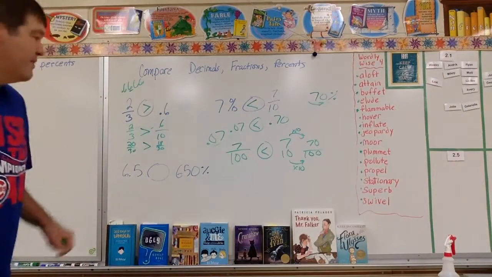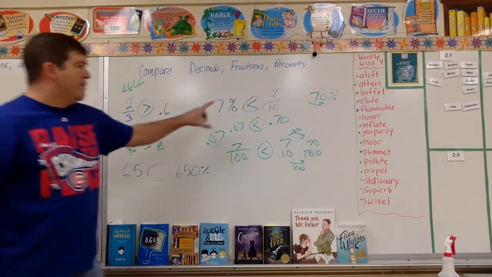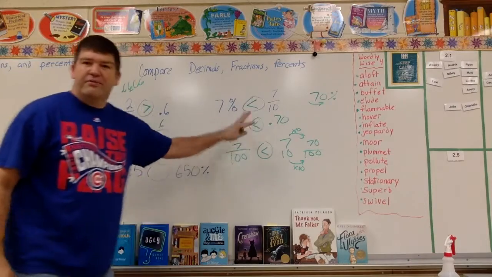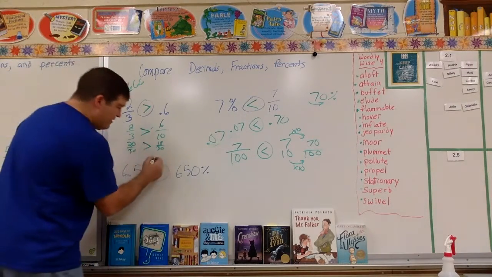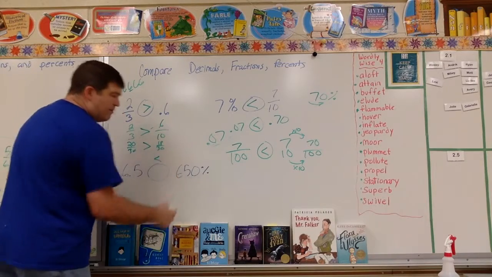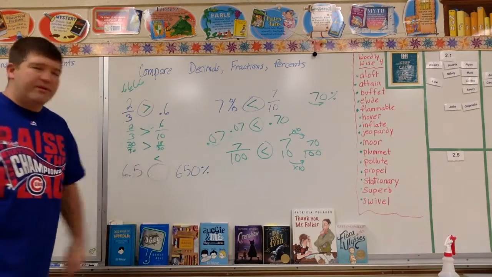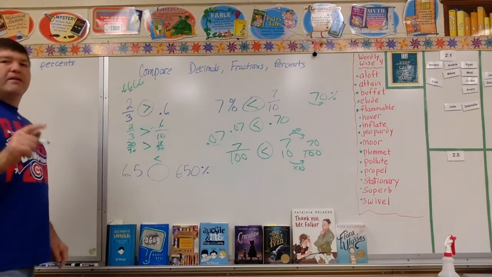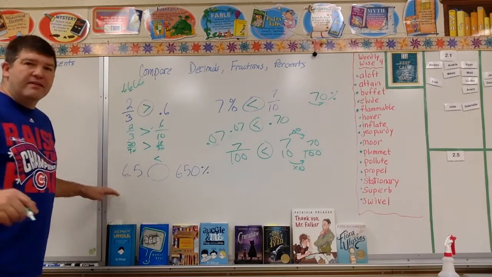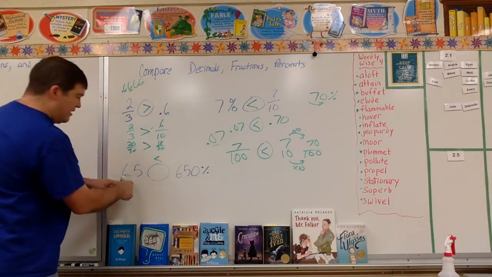Okay, just a couple more minutes. This is the last one I want to compare. You can see how I took this to all 3 different things. 6.5 compared to 650%. If I'm guessing, I'm going to say this 650% is a lot bigger. It's a huge number compared to the 6.5, which seems so small. But I'm not comparing the same things. I want to get this to be a decimal so I can compare it.